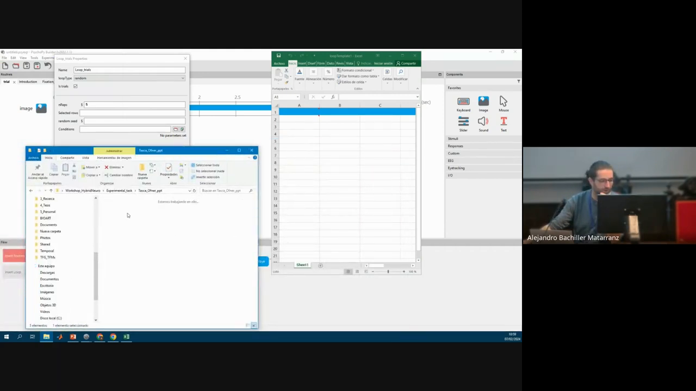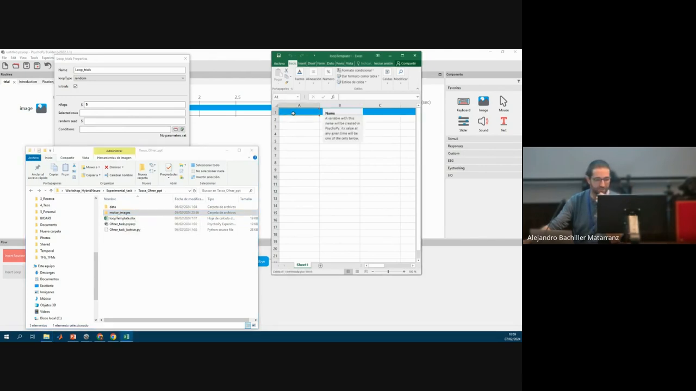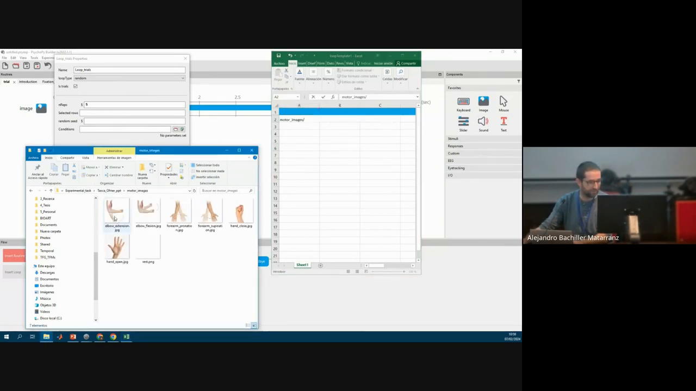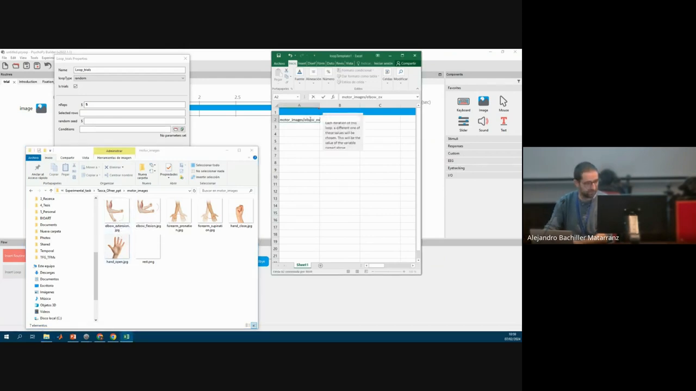The path where I have the motor image. So as we have defined this experiment in this folder, and I have the image in another folder, it's necessary to introduce the folder motor image, and the name of this task, for example, elbow extension point jpg.